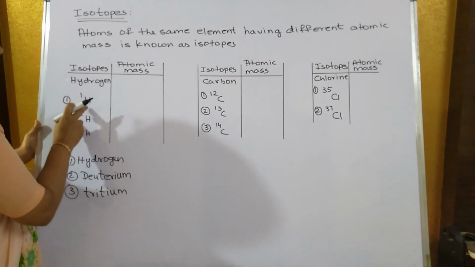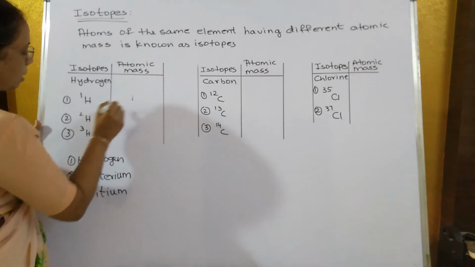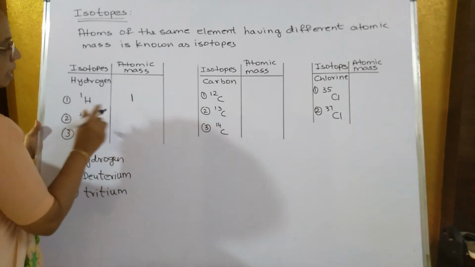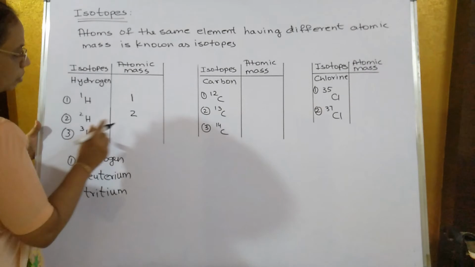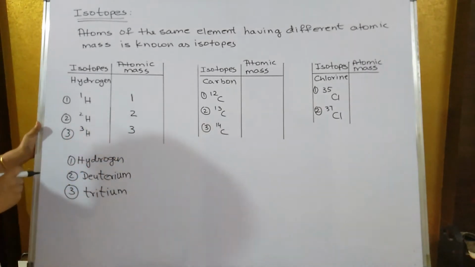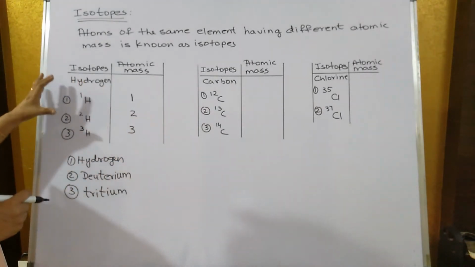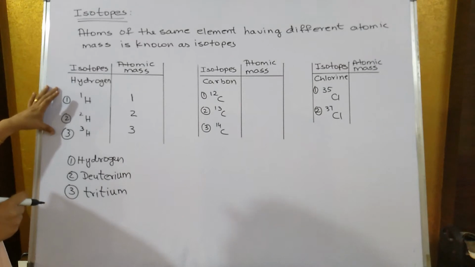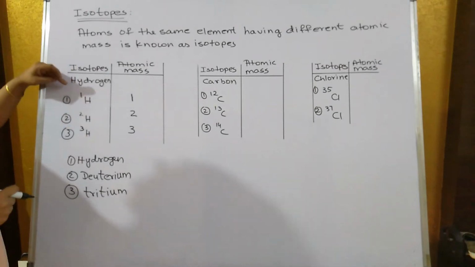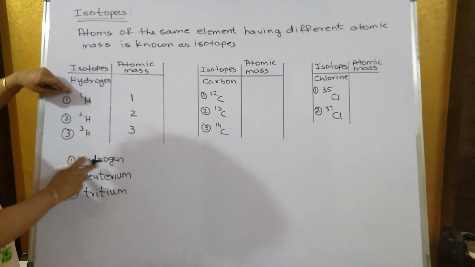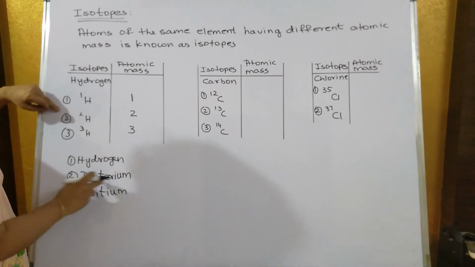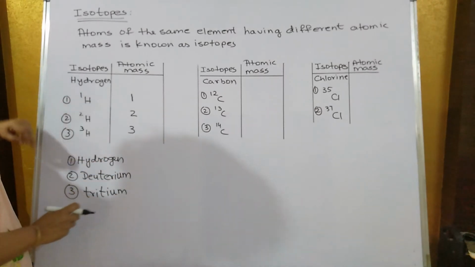What is the atomic mass of this hydrogen? It is 1, the second one is 2, and the third one is 3. So you can see all are having different atomic mass, but the chemical properties of all these 3 will be the same. The first isotope of hydrogen is known as hydrogen, the second one is known as deuterium, and the third one is known as tritium.